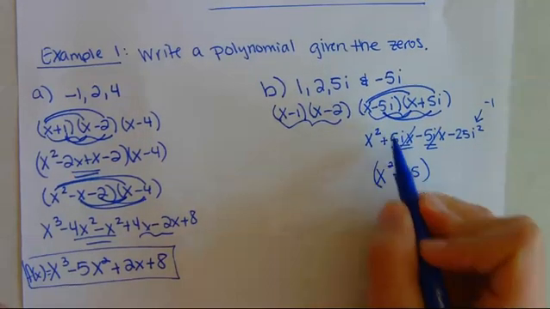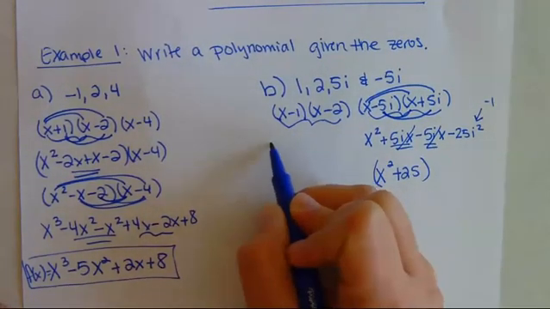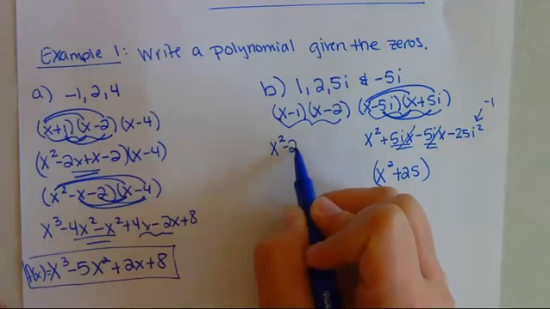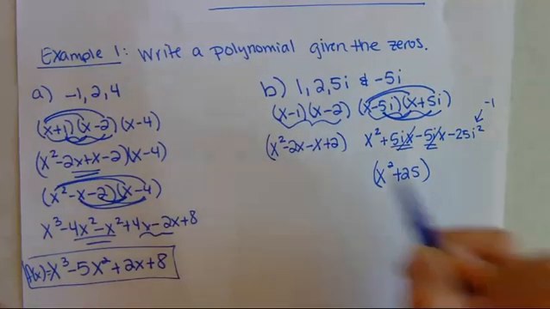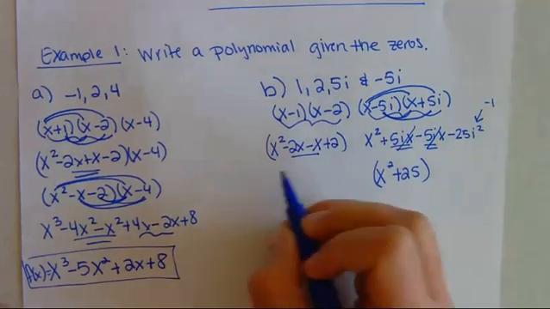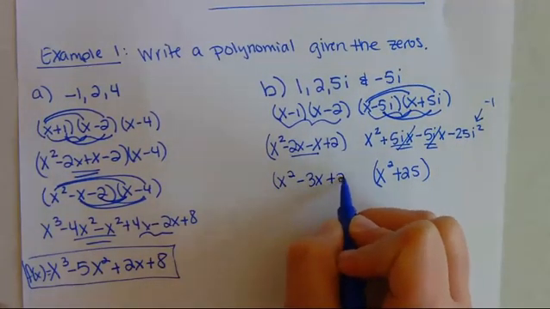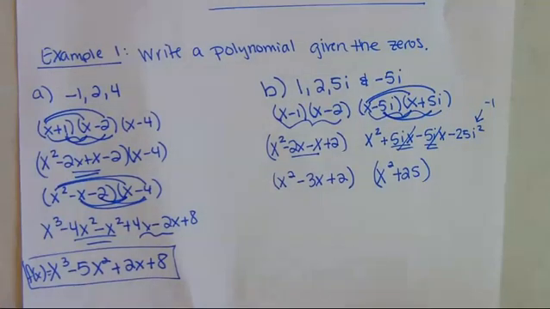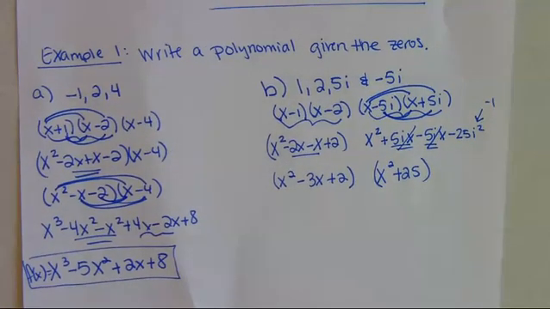All right, so now I've FOILed those together. Now I'm going to go back and FOIL these two together. So x squared minus 2x minus x plus 2. Combine my like terms: x squared minus 3x plus 2. Now I'm not done, but what I've done is gotten rid of the i's in my problem, and I've just created a trinomial times a binomial again.